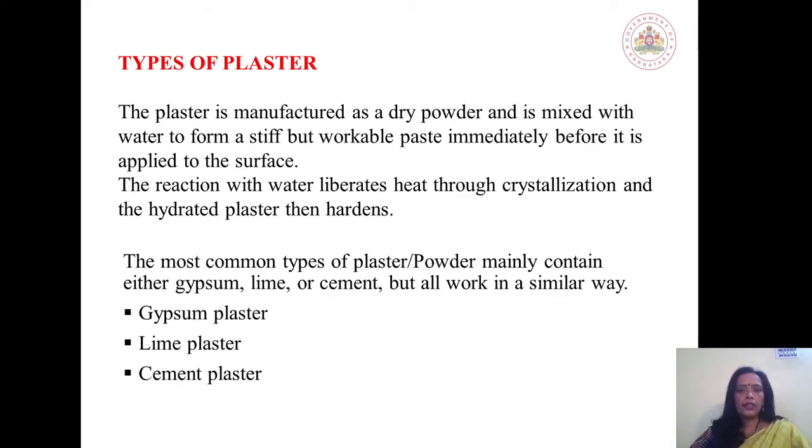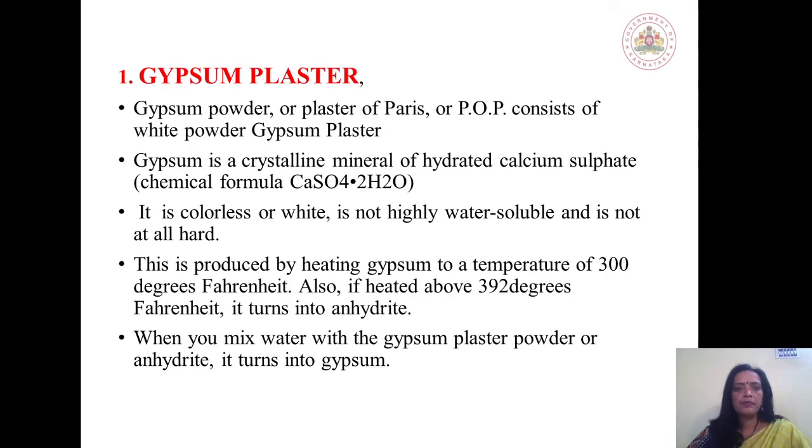The plaster is manufactured as a dry powder and is mixed with water to form a stiff but workable paste immediately before it is applied to the surface. The reaction with water releases heat through crystallization, and the hydrated plaster hardens. The types of plaster powder may be classified as gypsum, lime or cement, and they work in a similar way. Plaster is mainly classified as gypsum plaster, lime plaster and cement plaster.